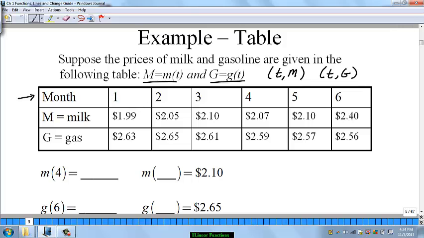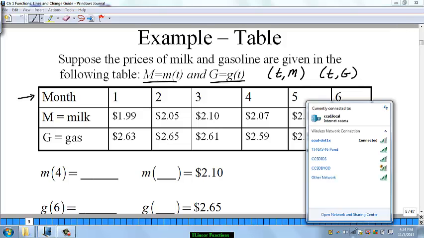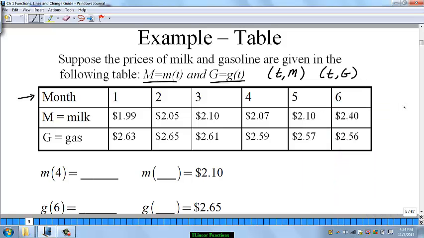Here's a set of points, here's a set of points, here's a set of points. And then I've also got, here's a set of points. So the month is being used for two different things. Now if you'll notice, the time is independent, which is usually typical. And the milk prices and the gas prices depend on what month we're talking about.